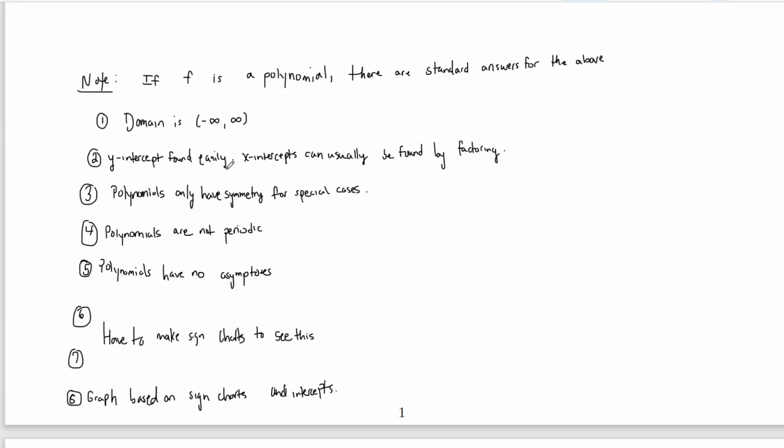So really the main point here is that if you're given a polynomial, you only have to worry about the intercepts and the sign charts to graph. The other stuff is not going to help you. Yes, there might be a symmetry, but you're going to graph it and then you'll notice the symmetry at the end. Right. So I want to stop this video here.